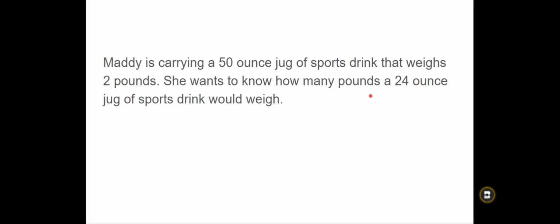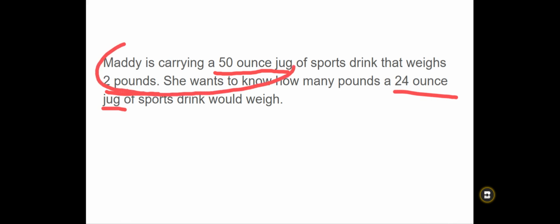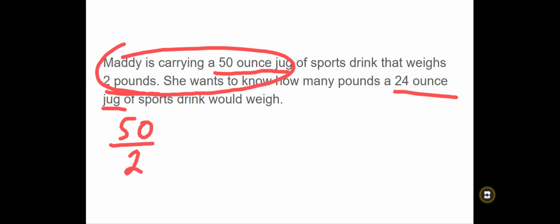We're going to go super slow on this one. It says Maddie is carrying a 50-ounce jug of sports drink that weighs 2 pounds. She wants to know how many pounds a 24-ounce jug of sports drink would weigh. So let's make our proportion using these two numbers up here. Let's do 50 over 2. And if I'm left with 24 ounces, I've got to put ounces across from ounces. So 50 represents ounces, so I'm going to put 24 across from 50 and then put X on the bottom.